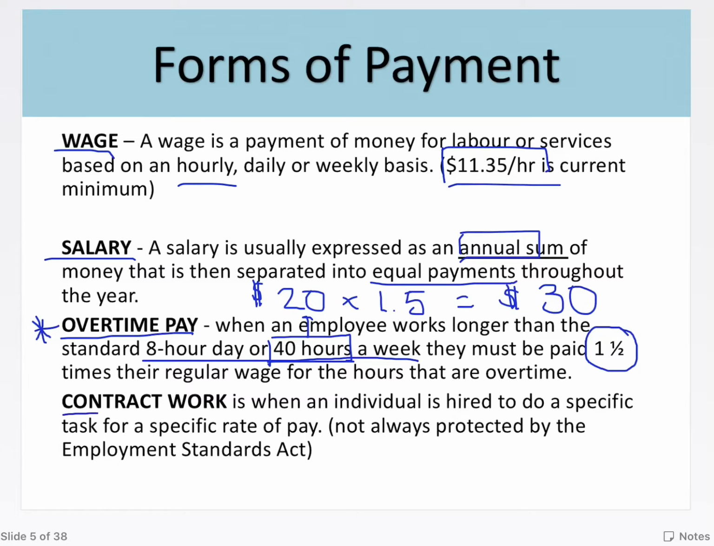Okay, another type of getting paid is contract work. Now, construction or contract workers, they essentially sign up for an agreed upon price, and they get that specific rate of pay. Now, this type of work does not always get protected by the Employment Standards Act, so you have to be a little bit careful there.